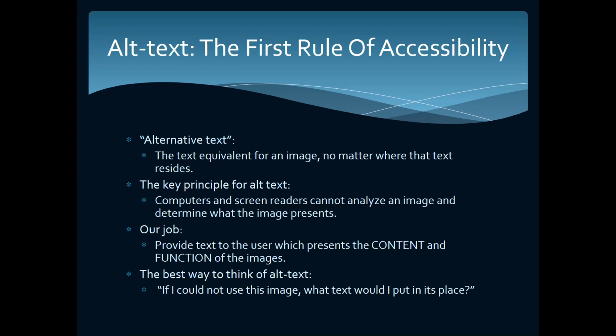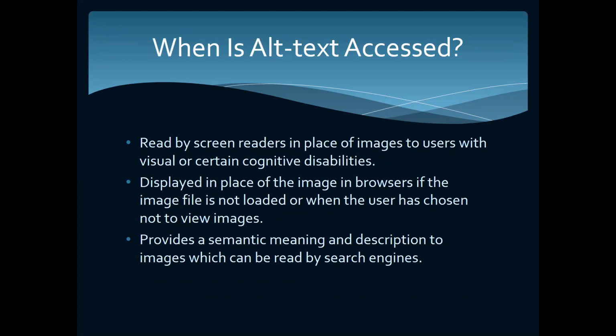So our job as content creators or managers is to provide text to the user that presents the content and function of the images within our content. The best way to start thinking about what to provide as appropriate alt text is to ask ourselves, if I could not use this image, what would I put in its place? The term alternative text refers to the text equivalent for an image regardless of where that text resides. Alternative text provides a textual alternative to non-text content on web pages.